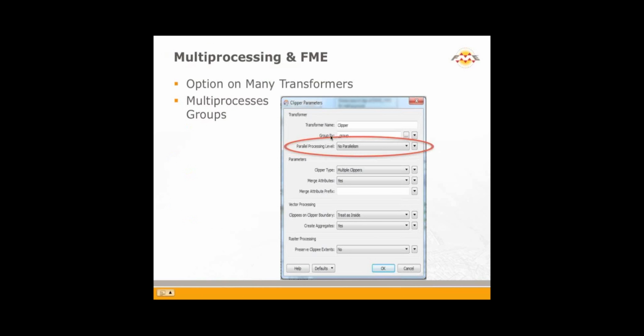So how do we turn it on? Well, there's a setting on transformers, on many of them, that lets you turn on parallel processing. And how does it work? Well, you have to have specified a group. And so basically, for each group in the group by, we will then spin up a different process to handle those groups independently. And that's basically the concept.